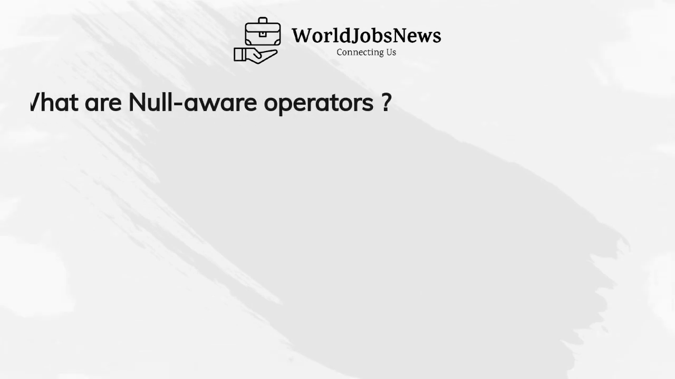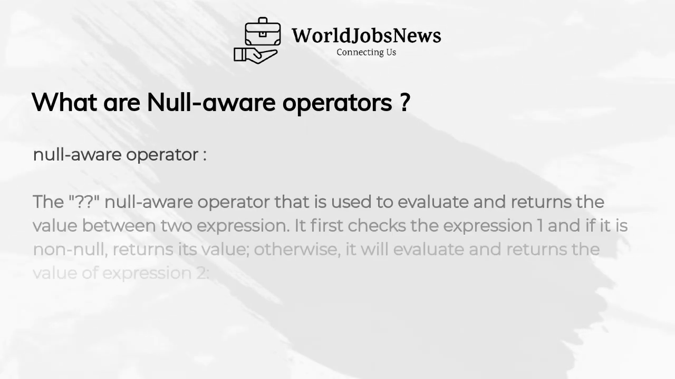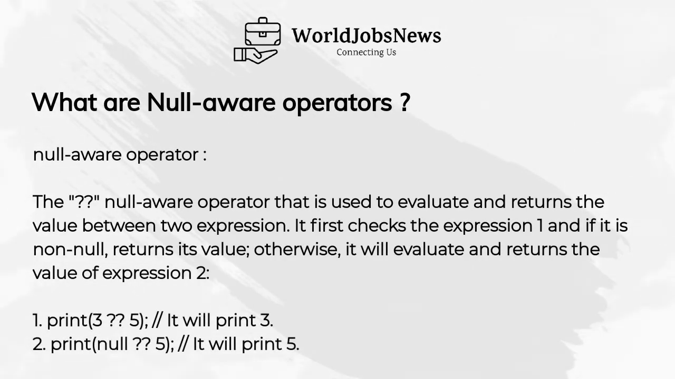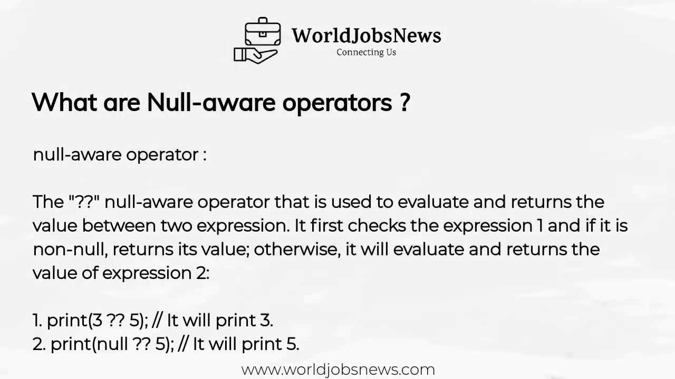Null-aware operator ??. The null-aware operator is used to evaluate and return the value between two expressions. It first checks expression 1 and if it is non-null, returns its value. Otherwise, it will evaluate and return the value of expression 2. 1. print(3 ?? 5); // it will print 3. 2. print(null ?? 5); // it will print 5.